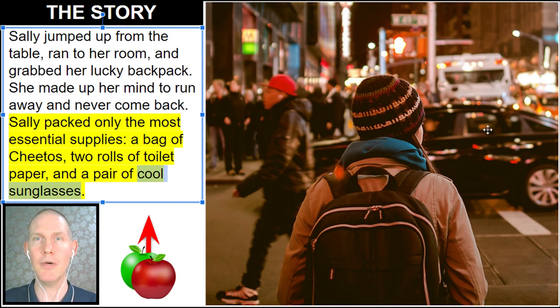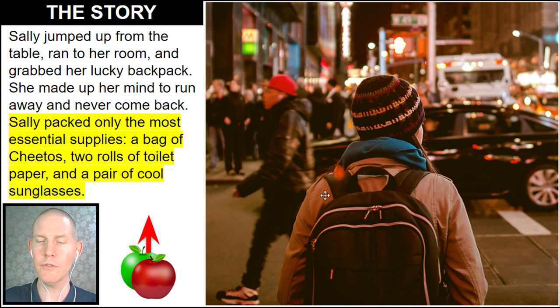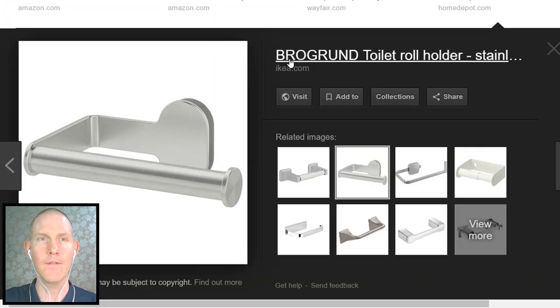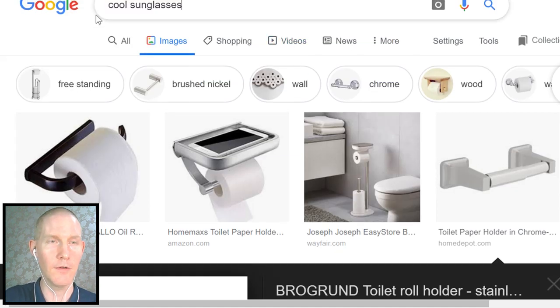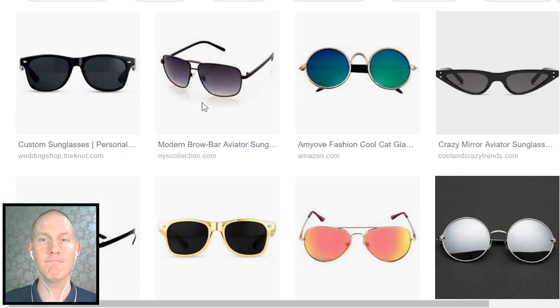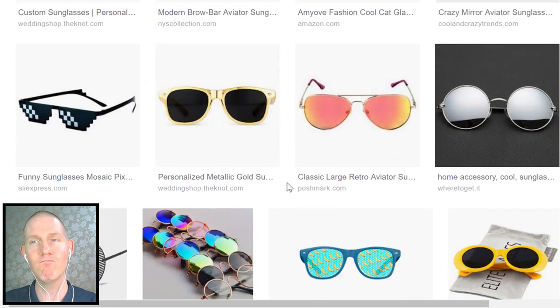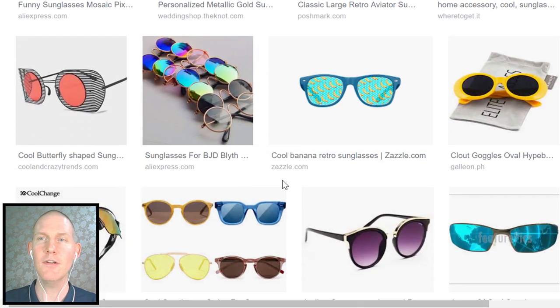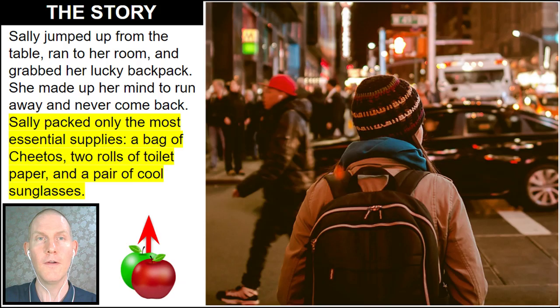Let's take a look what pops up when we put in cool sunglasses. Could be a lot. Alright, so we got cool sunglasses, as in like awesome, not like temperature, but like I think it's great, it's wonderful, it's neat, they're cool.